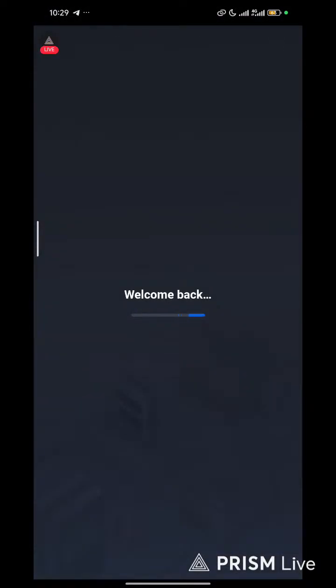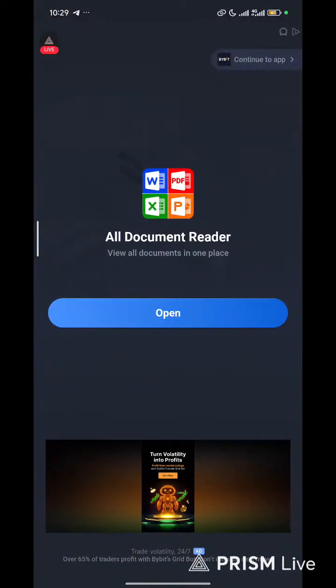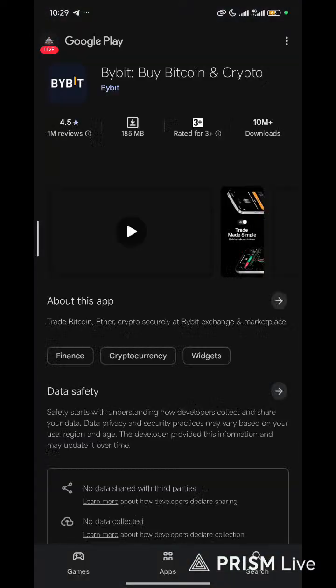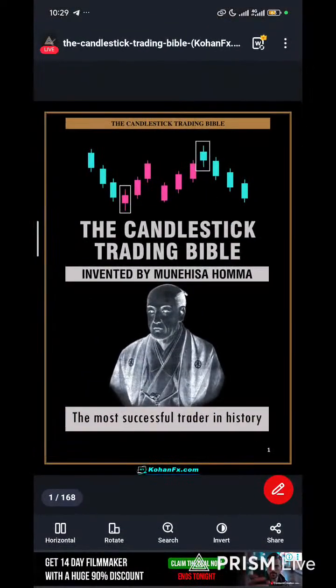This is where you understand how trading started, the basics. This book was written by Munehisa Homma, the most successful trader in history. Candlesticks are a reflection of what buyers and sellers are doing in the market. For example, we know that green represents buyers, red represents sellers. It tells you a story of what the market is doing and what buyers and sellers are actually doing.